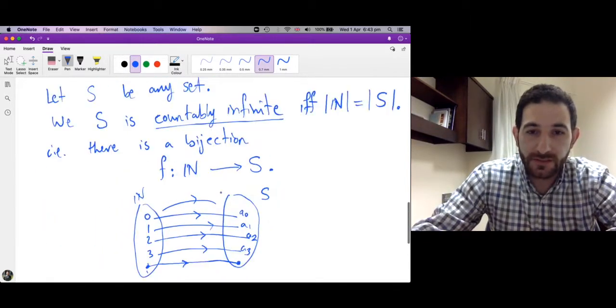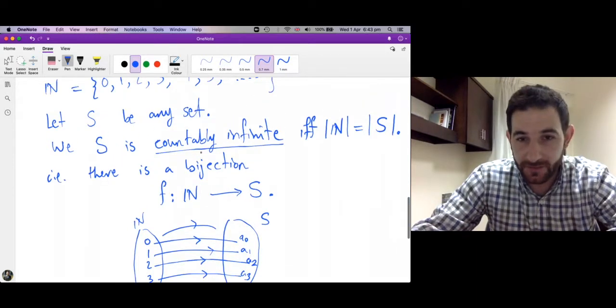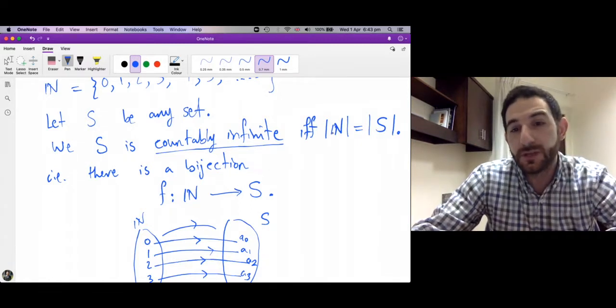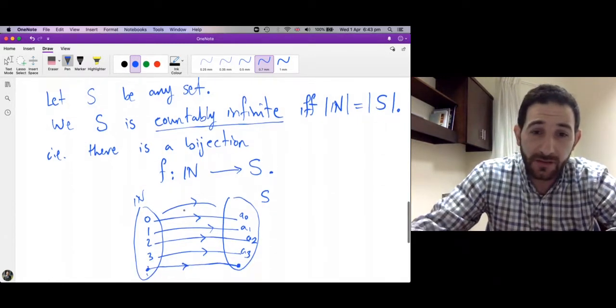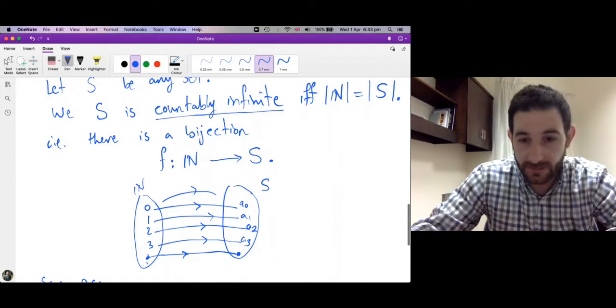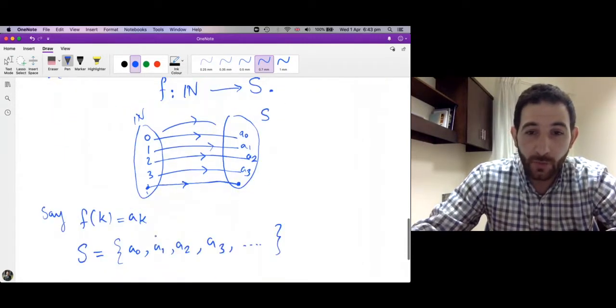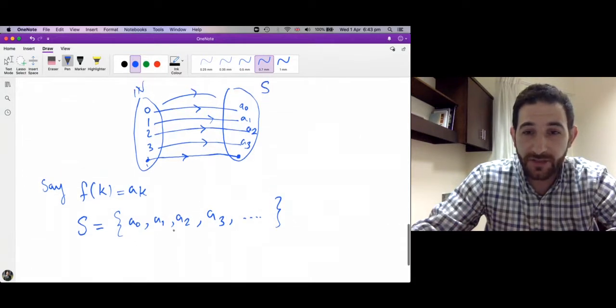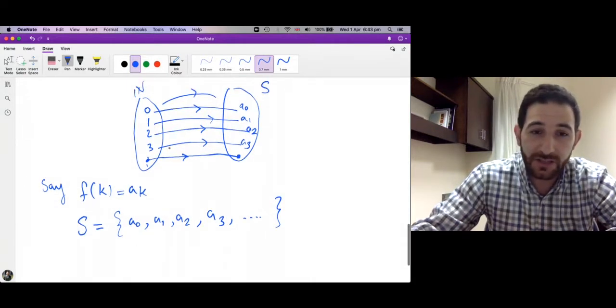Okay, so this is the idea of countably infinite. A set is called countably infinite if its cardinality is equal to the cardinality of the natural numbers, which means there is a bijection from N to S, which means we can list the elements of S, which are the images of the natural numbers.